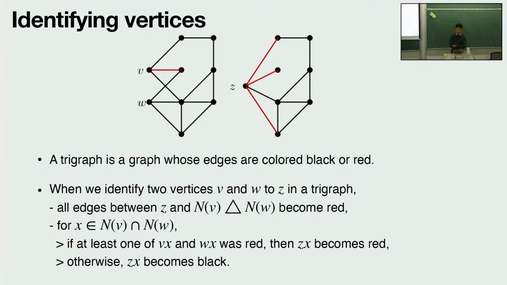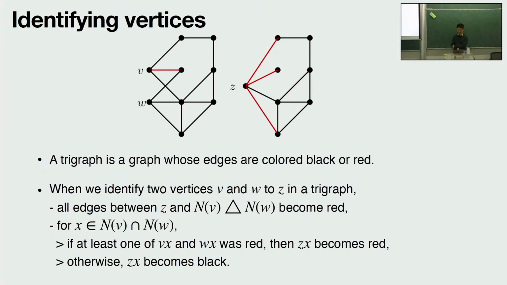And when you identify two vertices v and w in the left-hand graph, the rule to color the edges in the new graph is that you look at the neighborhood of v and the neighborhood of w, and if the vertex x is in the symmetric difference of these two neighborhoods, then the edge between the new vertex and x becomes red. And if x is in the common neighborhood, then if one of vx and wx was red, the new edge is also red, and otherwise it becomes black. So if you imagine that the two vertices were originally twins, they have the same neighborhood and all the edges are black, then after identifying, all edges are black, but in general, you may create more red edges.